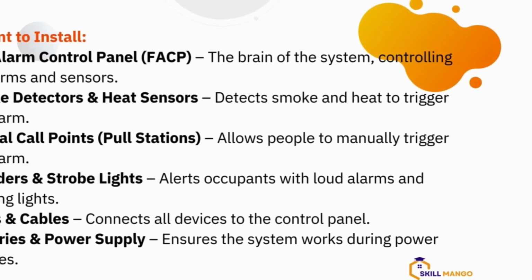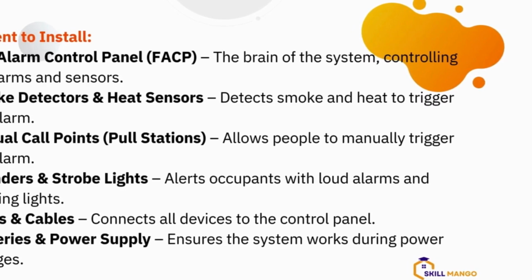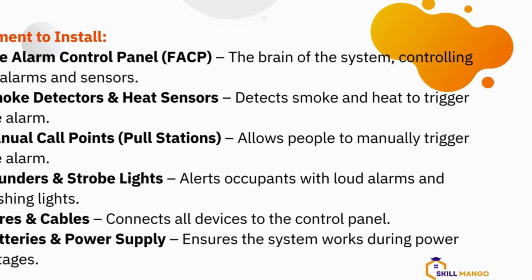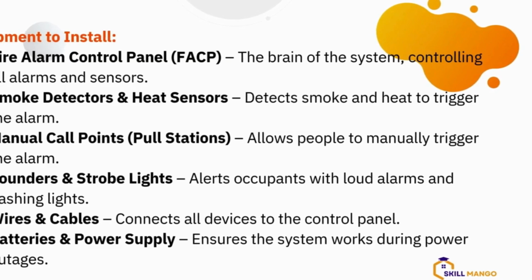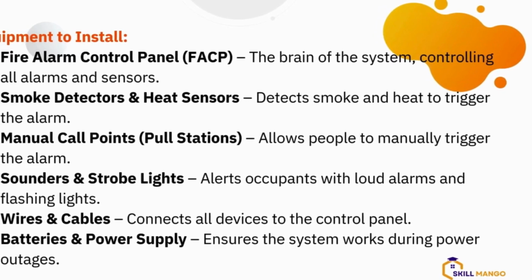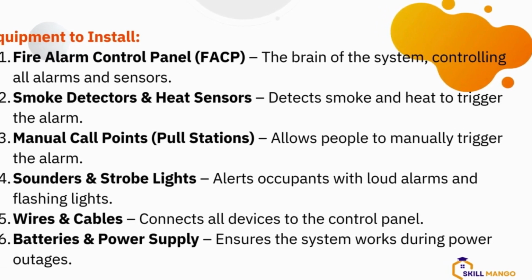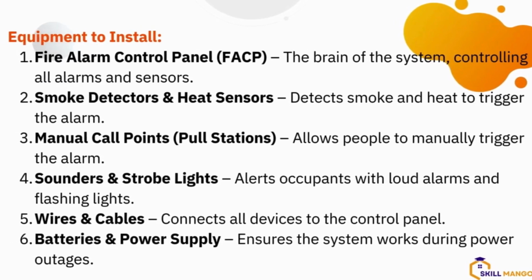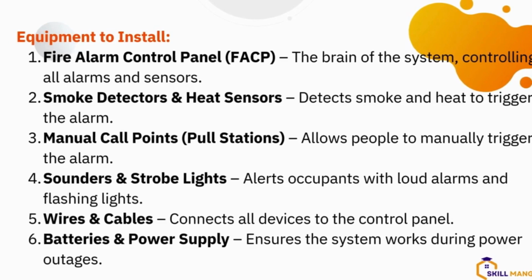You know, the FACP, the fire alarm control panel. You have to mount it on the wall and make sure that all the cables are well structured to this device. On the fire alarm control panel, you have all the terminals where you have to connect all your devices. It's already indicated on the terminals.